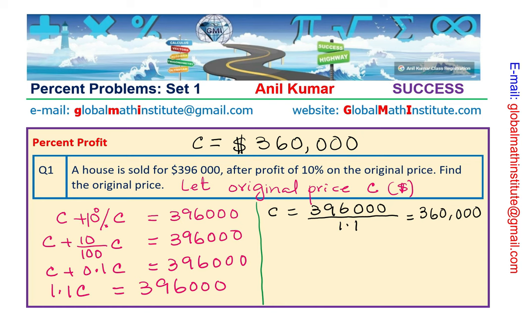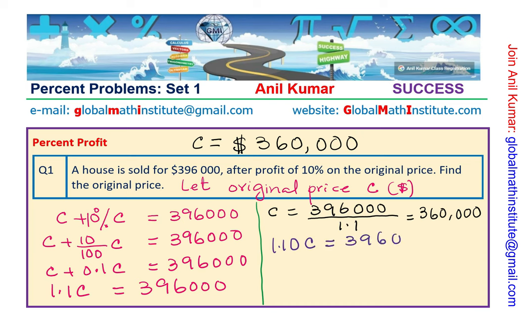Now let's try to understand a strategy. Simple strategy is we are selling something at 10% profit and we are getting some amount. So that amount is 110%, right? That amount is 110%. 100% of what you had plus 10%. 110% of C is given to you. 110% is what? 110% is 1.10 C. Do you understand? And that is given to you as 396,000.